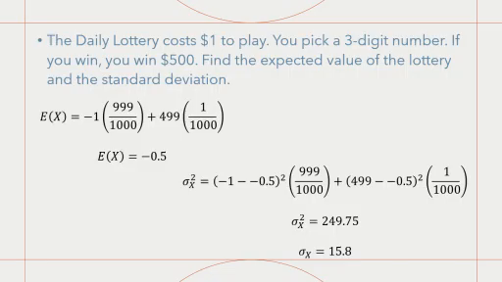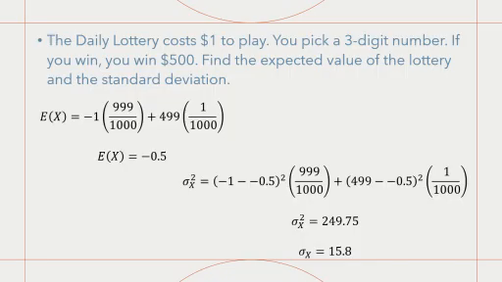Now, if we want to do the standard deviation, since -0.5 is the average, we would go -1 minus -0.5, which is -1.5. Square that, multiply it by 999 over 1,000. And then we'd add it to 499 minus -0.5, squared, multiplied by 1 over 1,000. And that gets us our variance of 249.75 and our deviation of 15.8.